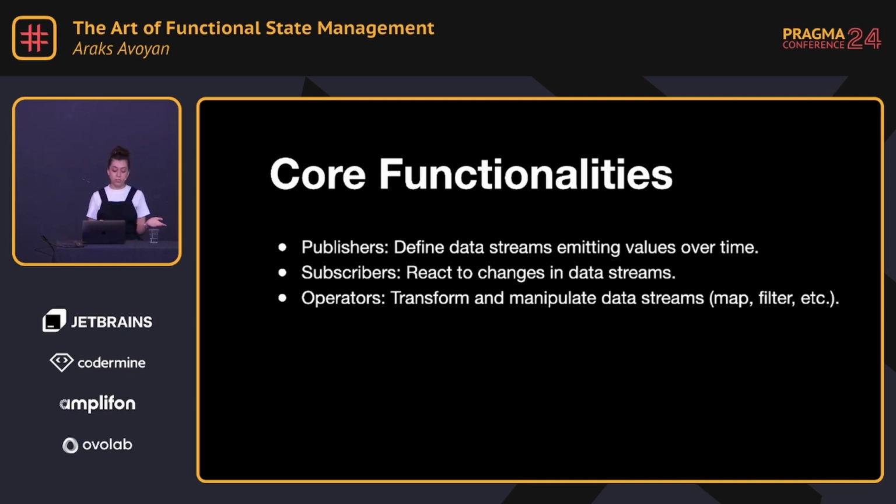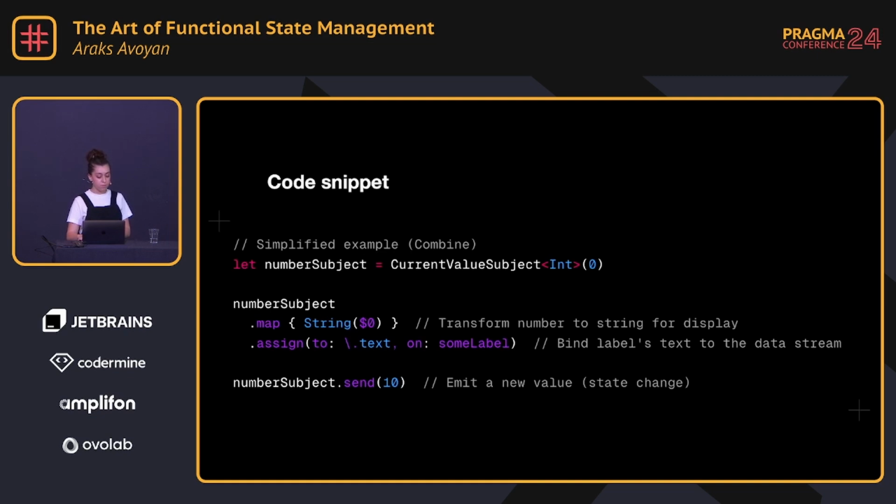Combine provides a rich set of operators that allow you to transform and manipulate data streams. You can use operators like map to transform values, filter to select specific events, or combineLatest to merge multiple streams. These operators enable you to build complex data flows in a modular and declarative way.